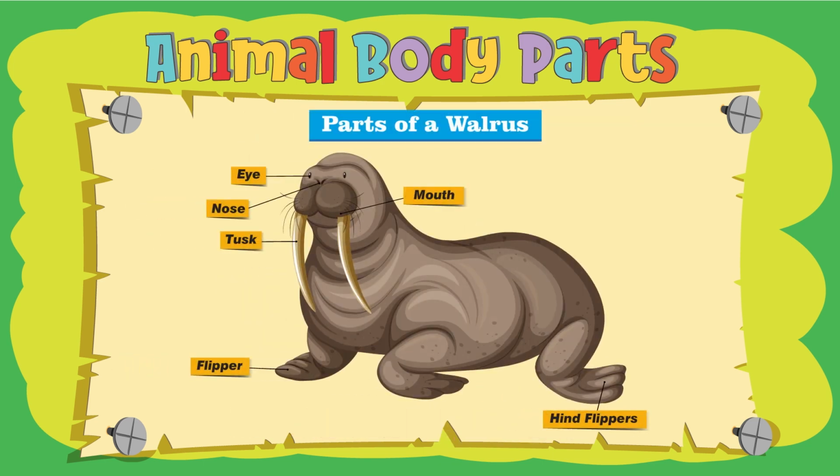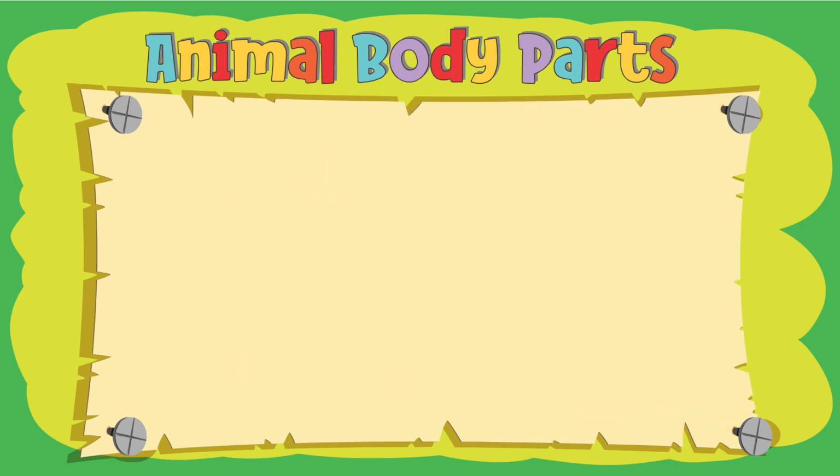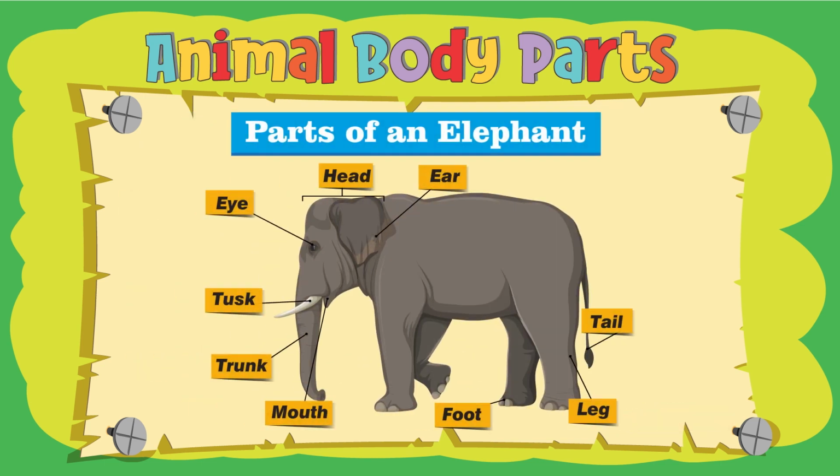Parts of a walrus. A walrus has eyes, a nose, tusks, a mouth, flippers, and hind flippers. Parts of an elephant. An elephant has a head, eyes, ears, tusks, a trunk, a mouth, legs, feet, and a tail.